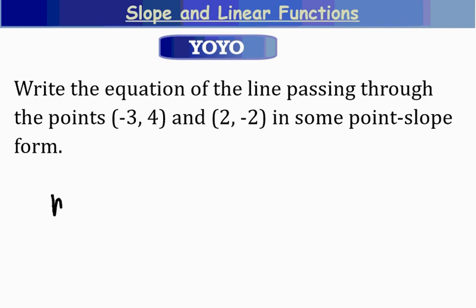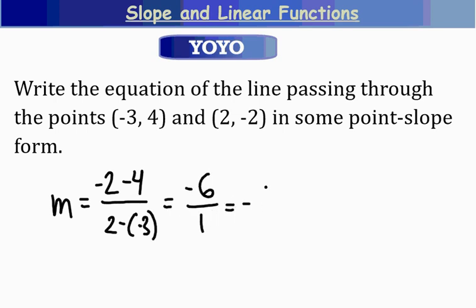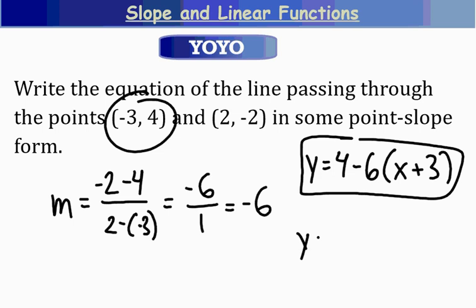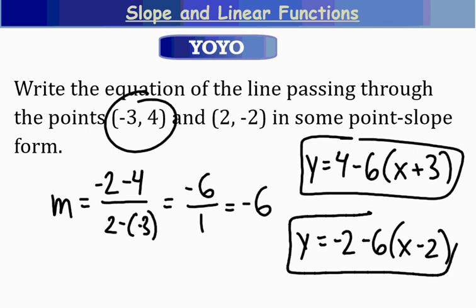Okay, let's see how we did. First thing you need to do is find the slope, which would be -2 minus 4 over 2 minus a -3. That's going to give you -6 over 1, so your slope is -6. Now pick a point. I'll do the first one. Y is 4, down 6 over 1 for every x past -3, which will make +3. And you'd be done. If you wrote it with the other point, it would be this. Y is -2, down 6 over 1 for every x past 2. So if you wrote it with the other point, it looked like that.